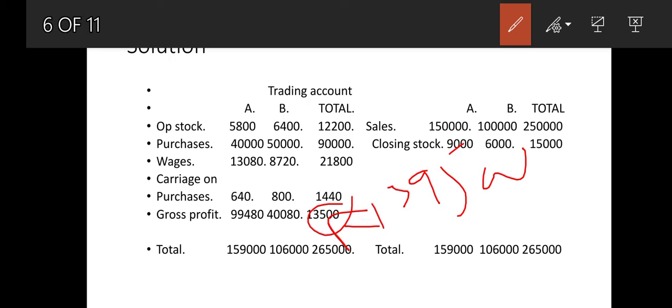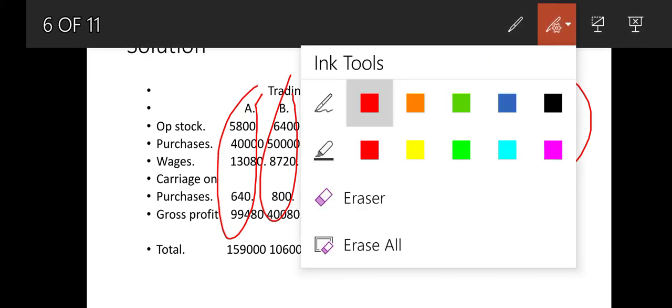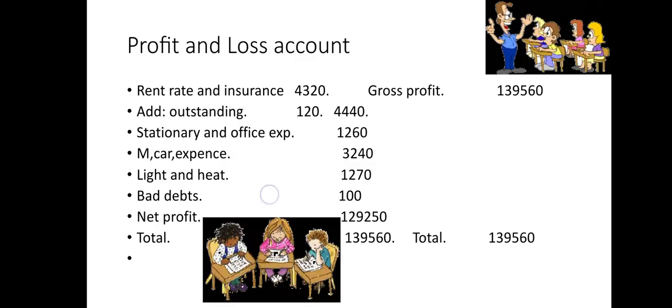As we are not preparing columnar profit and loss account, we are preparing profit and loss account for the whole organization. So these are the departments within the organization and it is the condition of overall organization. So we will take this gross profit and write it on the credit side, and now simply write all the expenses on the debit side.